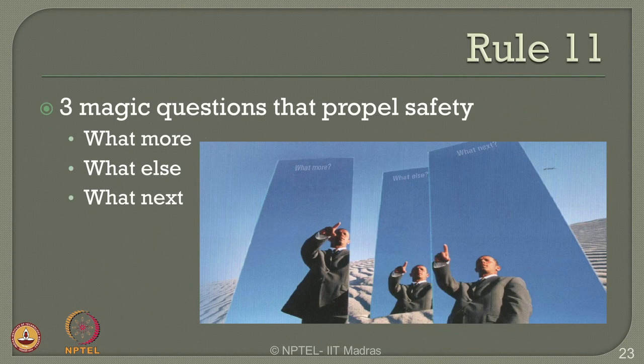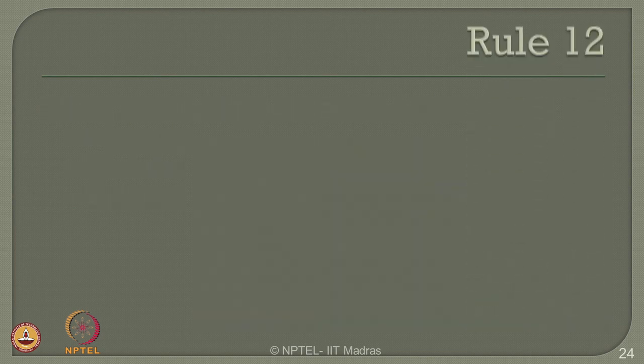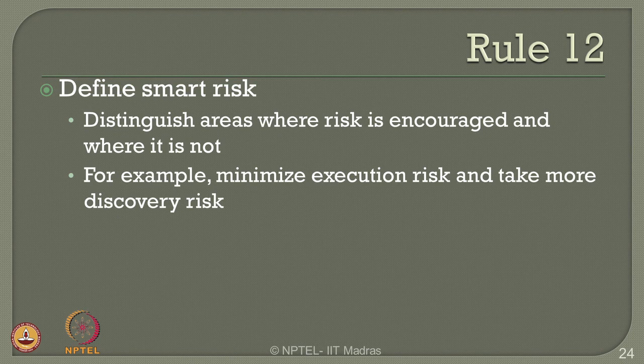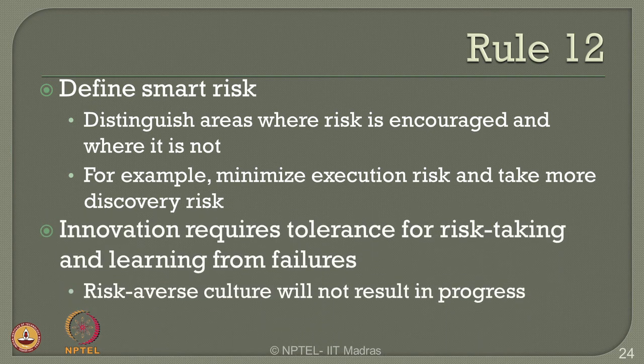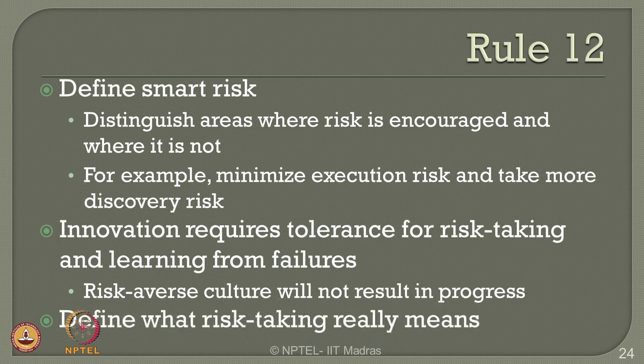Rule 11, more importantly, 3 magic questions which can propel safety: what more, what else and what next. The last rule, rule 12, define smart risk. Distinguish areas where risk is encouraged and where it is not. For example, minimize execution risk and take more on discovery risk. Innovation requires tolerance for risk taking and learning from failures. A risk averse culture will not result in progress, please understand this particular point. Define what risk taking really means, therefore, you tell people to take risk, but not in the wrong manner.